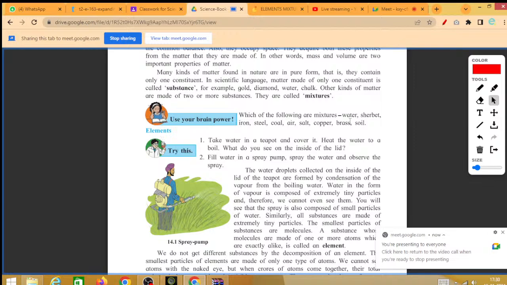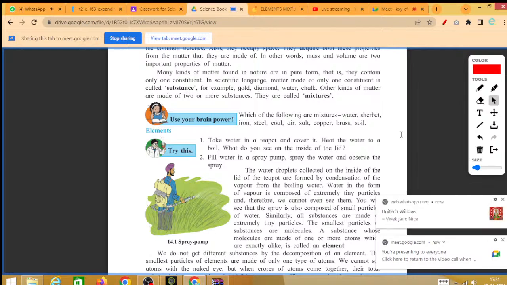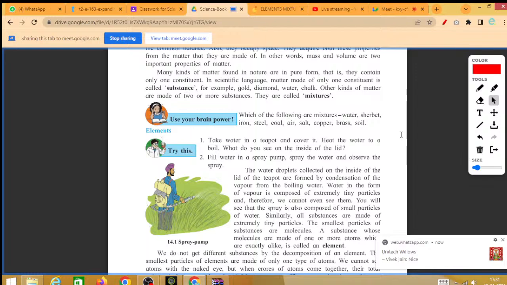Read this. Each of the following is water, sharbat, iron, coal, air, salt, copper, brass, soil. Which are mixtures? Sharbat is a mixture. Soil, air. Okay. Good. Very good. Next, Anjali.